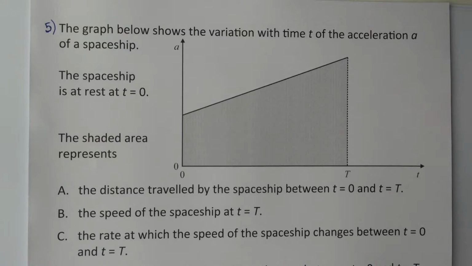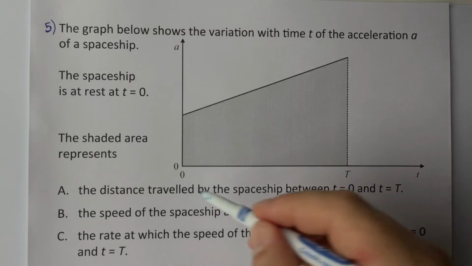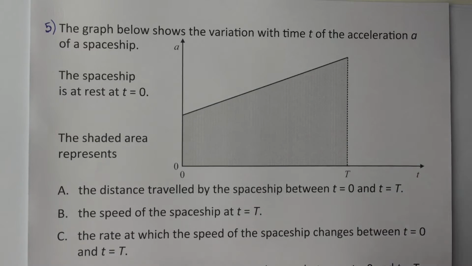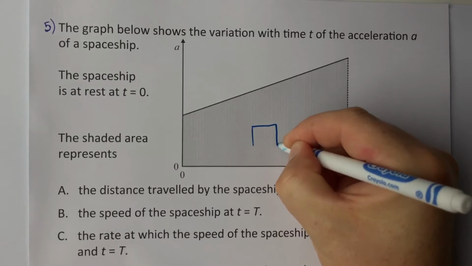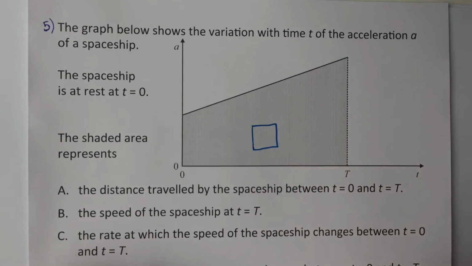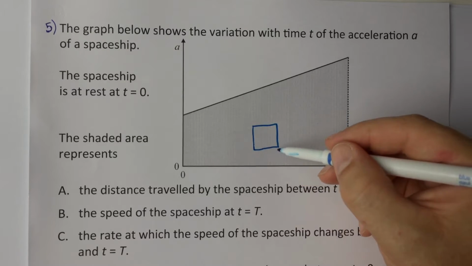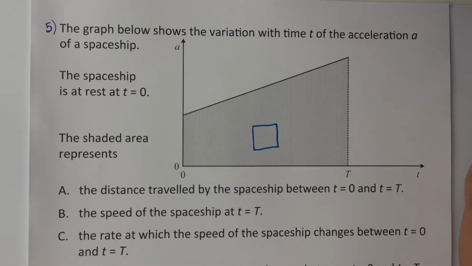The graph below shows the variation with time of the acceleration a of a spaceship. The spaceship's at rest at t0. The shaded area represents what? So the area underneath this curve, if we want to know what this area represents, we just have to figure out what units that area would have. So let's take a look at a box that would take place under here and ask, what are the units of this box's height and what are the units of this box's base, so to say.